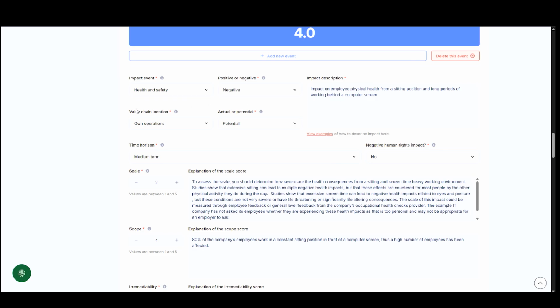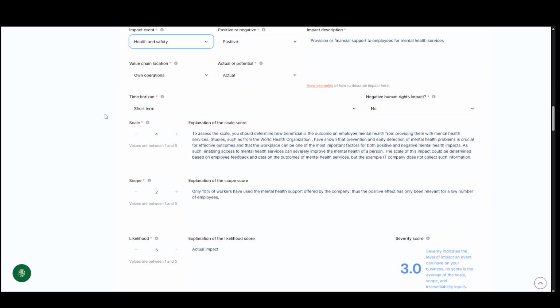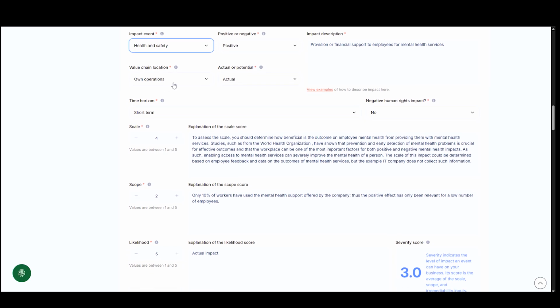So this value chain location is just where this impact is coming from. If you don't want to analyze it in the beginning, you can do it later. Also, this time horizon is something you can do later if you don't want to do it in the beginning. It's about in what time horizon this impact takes place.